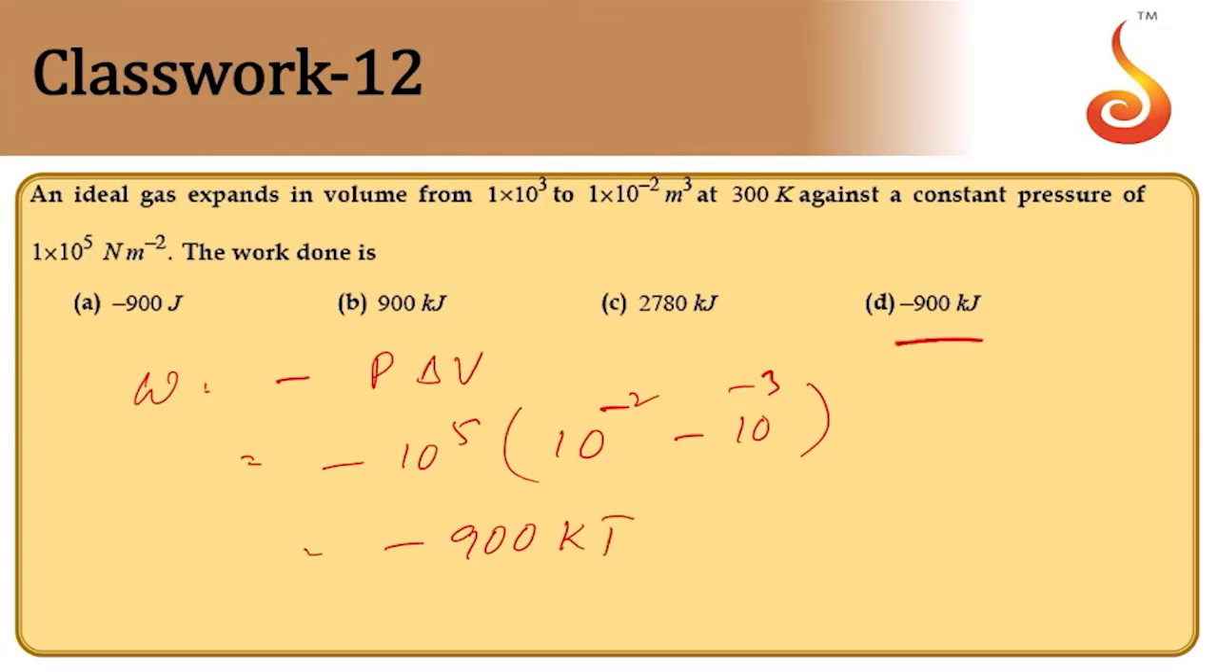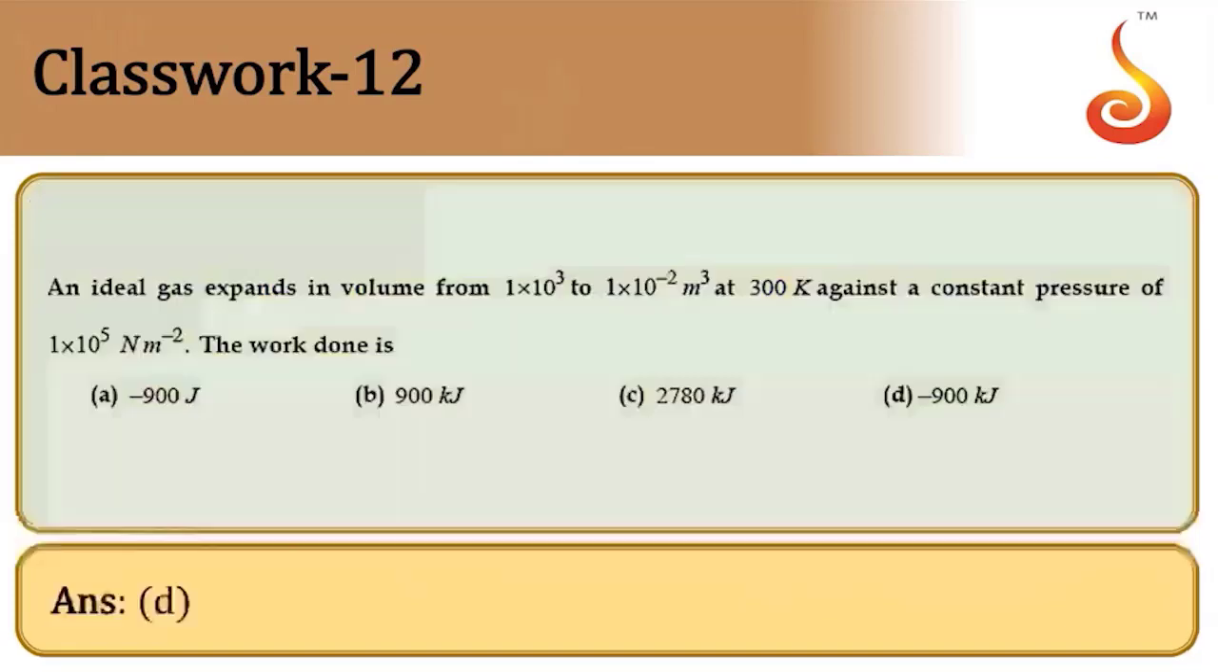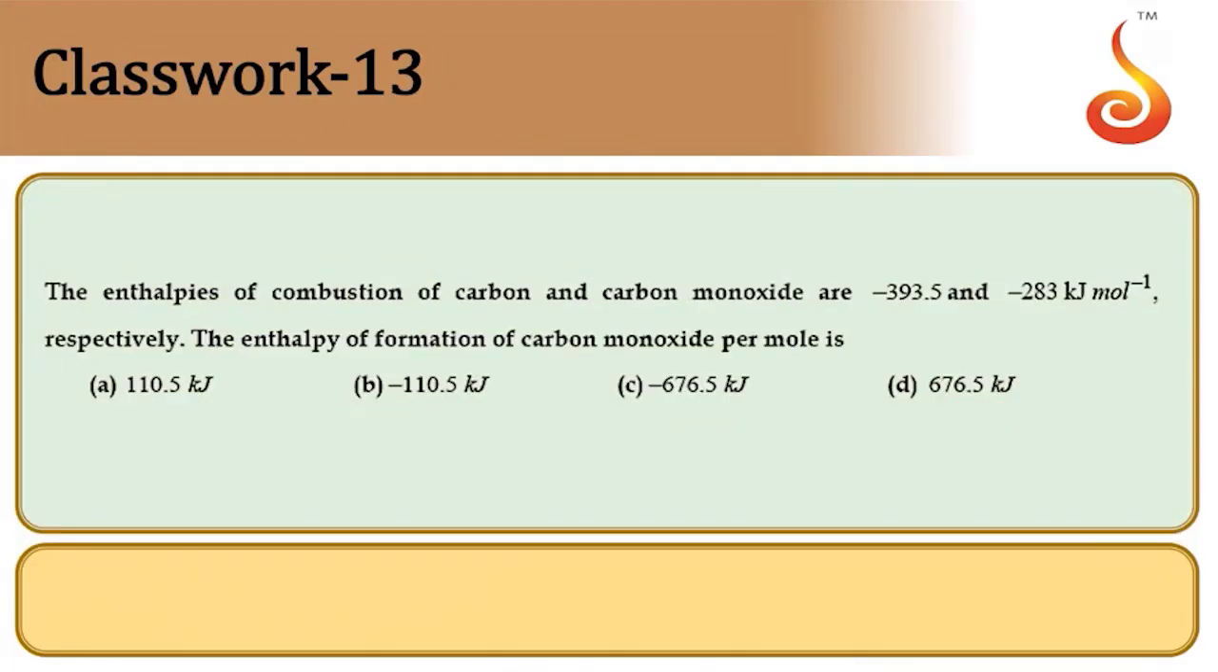Applying the direct formula, work done is equal to minus P delta V, and delta V here is from 10 to the power of minus 3 to 10 to the power of minus 2. Volume has to increase, so it should be the lesser value first. It is only a print error here. So the answer is minus 900 kilojoules, option D.